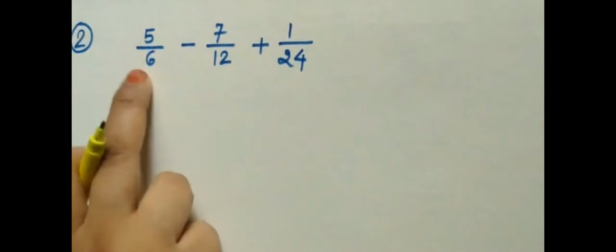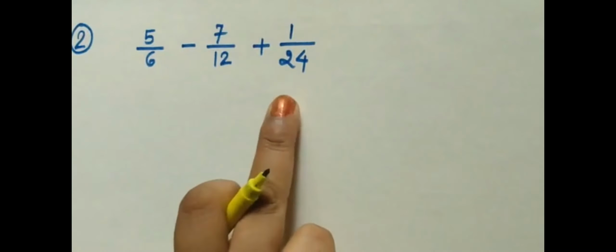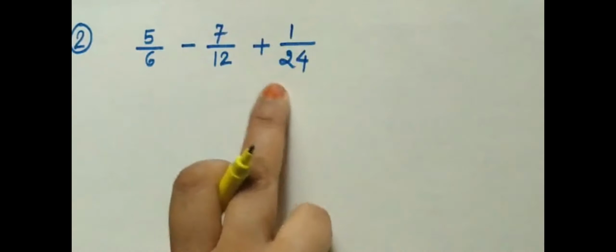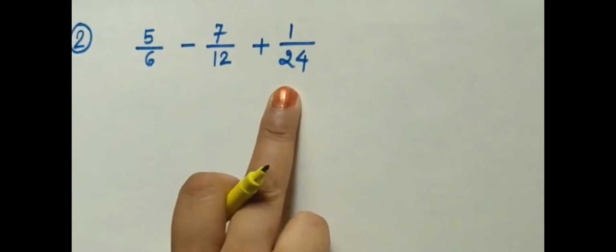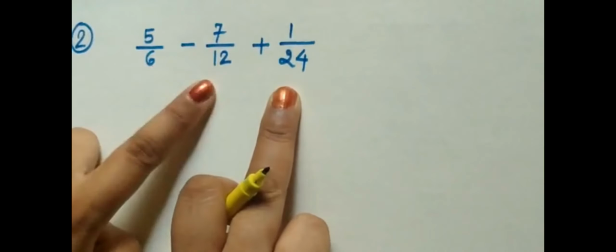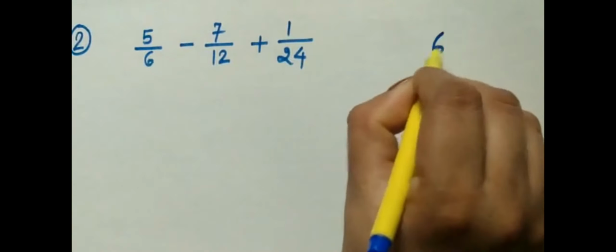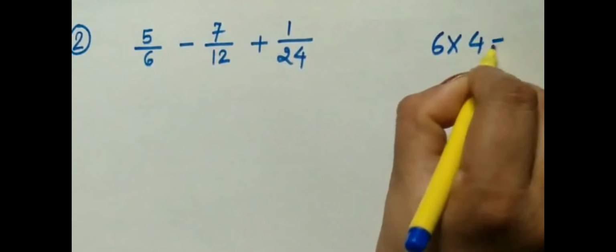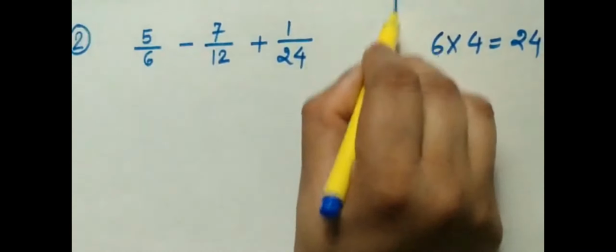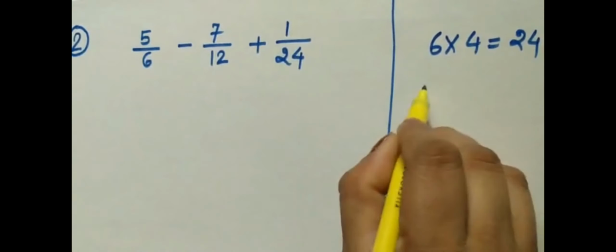Now let's see the second example, 5 by 6 minus 7 by 12 plus 1 by 24. Here you can see that 24 is the highest denominator out of these three denominators. Right? Here 6 and 12 are the smaller denominators, and somewhere in the table of 6 we get 24. When we do 6 cross 4 we get the number 24. When we do 12 cross 2, again we get 24.